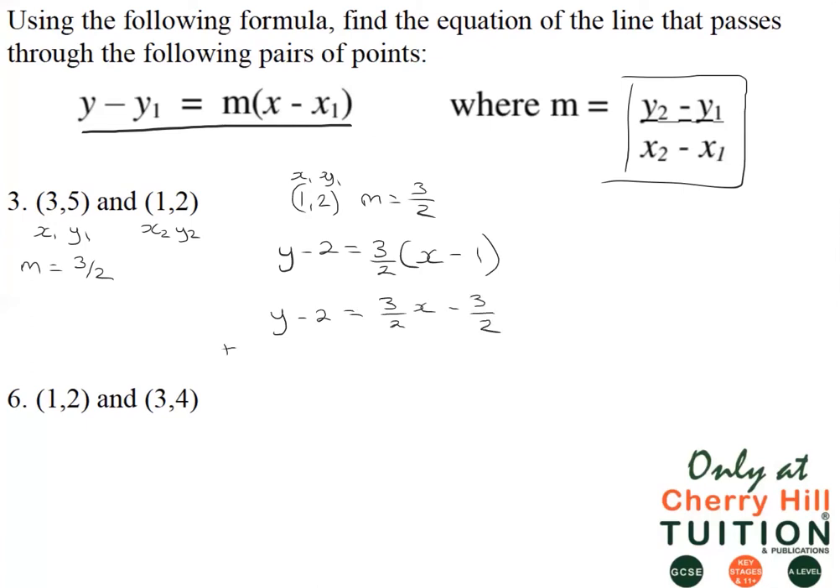We can add 2 on both sides to make y on its own, leaving us with y minus 2 plus 2 is equal to 3 over 2x minus 3 over 2 plus 2. On the left-hand side, the minus 2 and plus 2 cancel out, leaving us with y is equal to 3 over 2x. And then we have minus 3 over 2 plus 2, which gives us a half. And this is your equation. Have a go at this on your own again to see if you get the same answer as me.